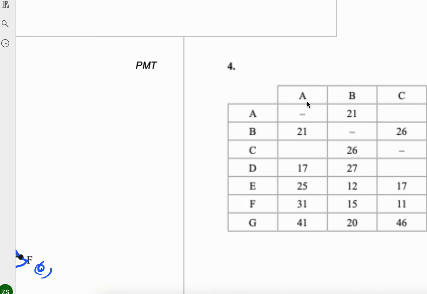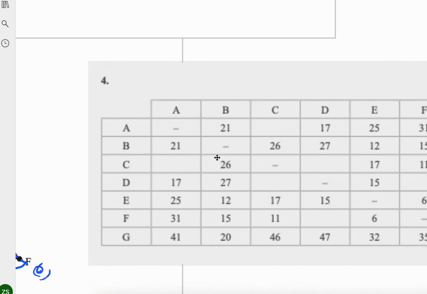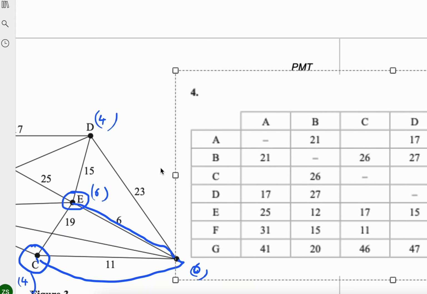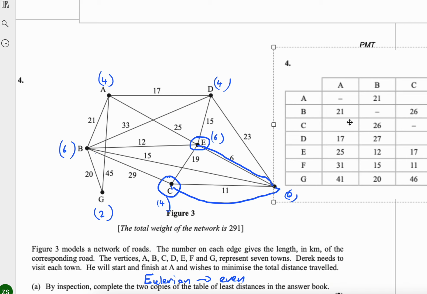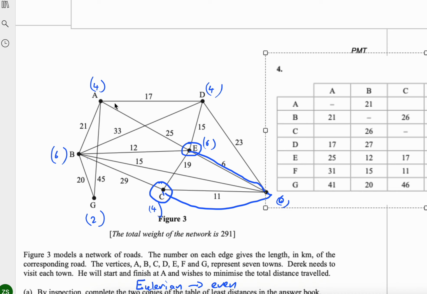Okay, so we have our table here. We need to complete the table. So we have some values missing. So we need to connect A and C. What distances are connecting A and C? What's our shortest distance? No. 25 plus 19 is 44.